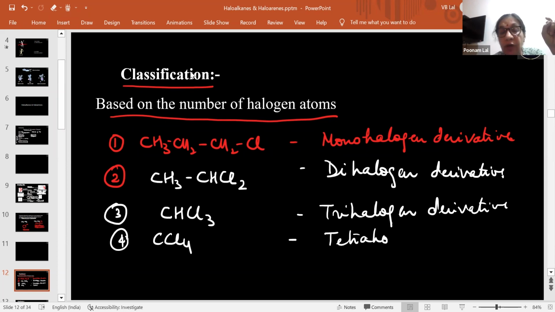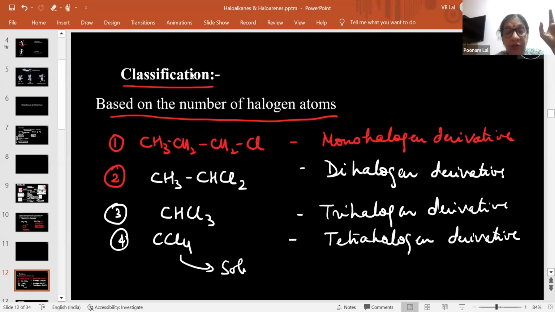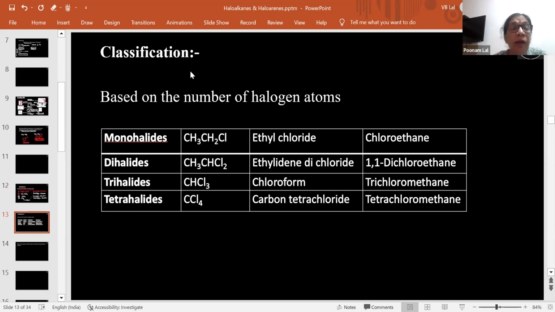I have mentioned a few which you will come across. Carbon tetrachloride is a very good solvent. You will learn about carbon tetrachloride also. In many reactions, we use carbon tetrachloride as a solvent. So this is what I have written. These names we will learn once again: monohalogen, dihalogen, trihalogen, and tetrahalogen derivatives.